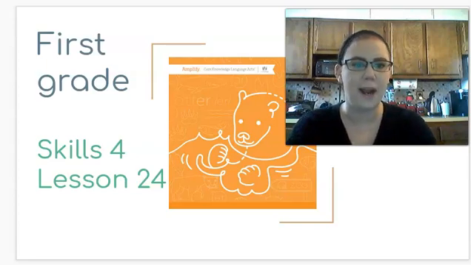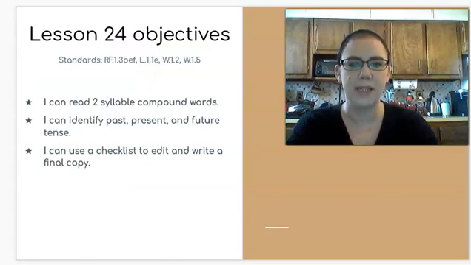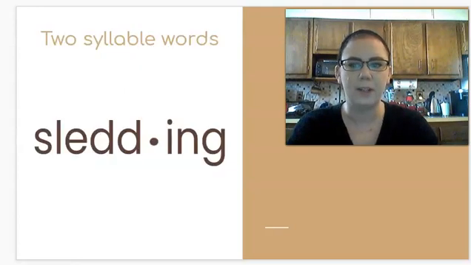Today we're on Unit 4, Lesson 24. Our objectives are to read some two-syllable compound words, identify past, present, and future tense, and then we're going to use a checklist to edit and write the final copy of our informational text about our critters. Let's look at some two-syllable words.